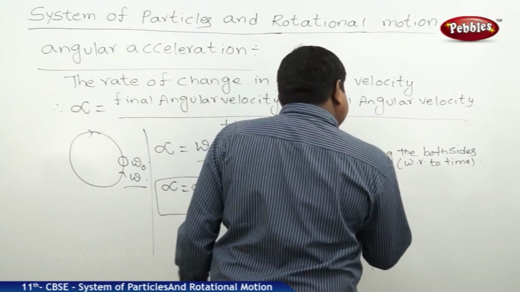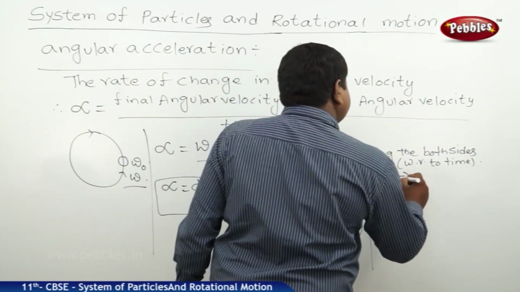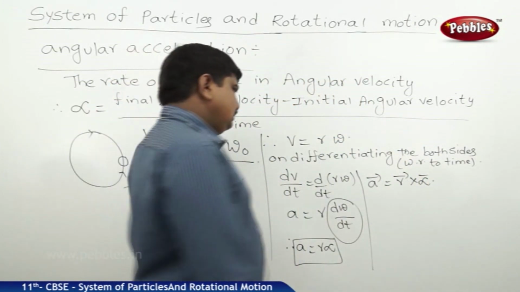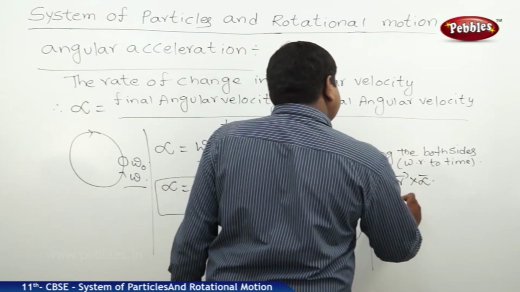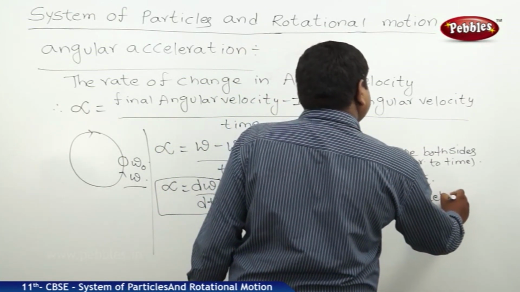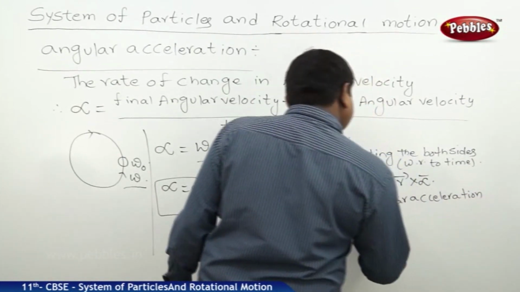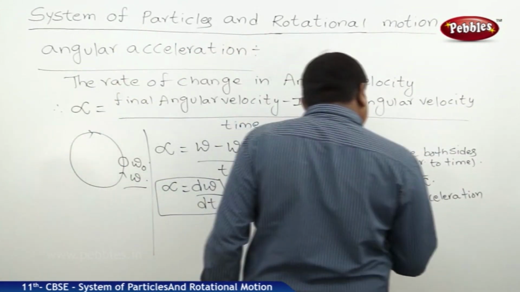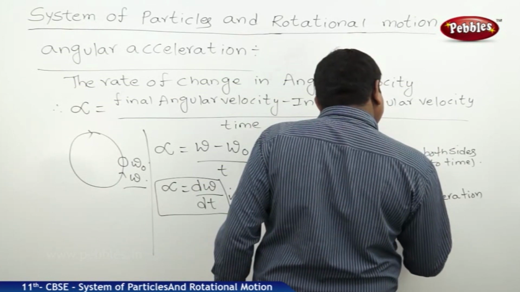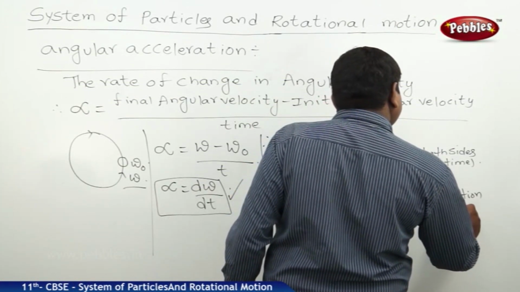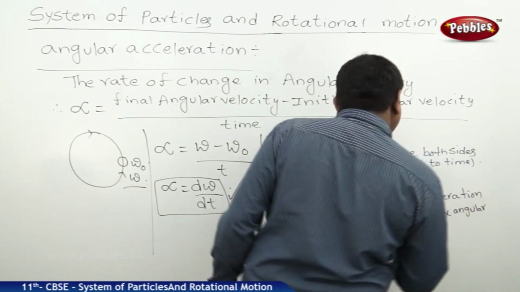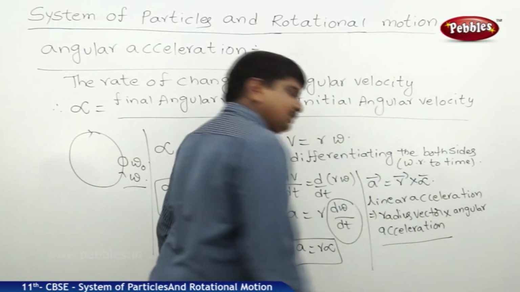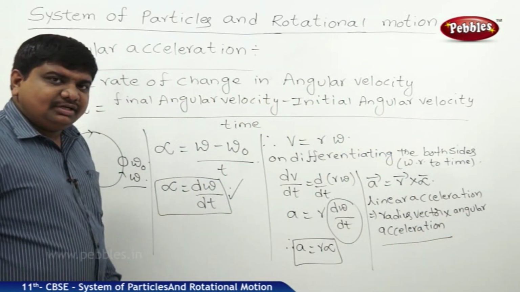So if a bar is acceleration, it is written as r bar cross alpha bar. So linear acceleration is equal to radius vector into angular acceleration. Like this we can define the angular acceleration of the body.